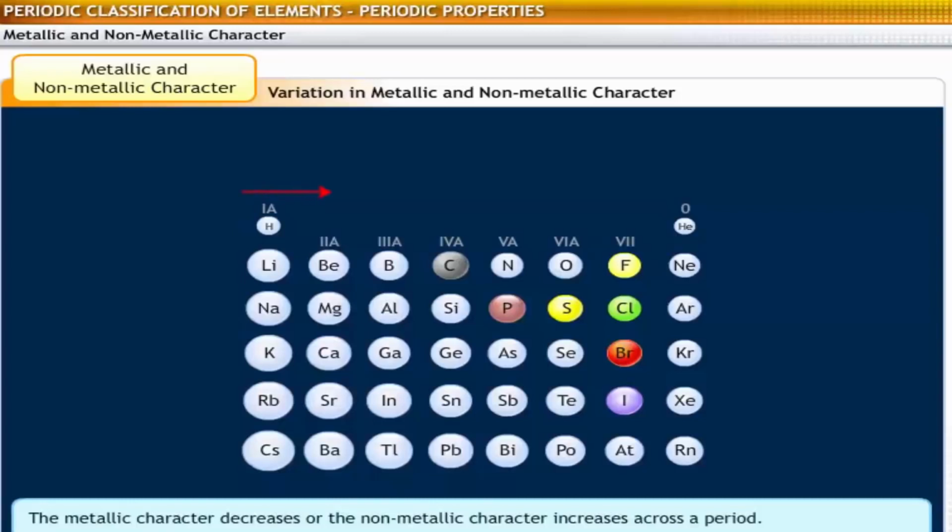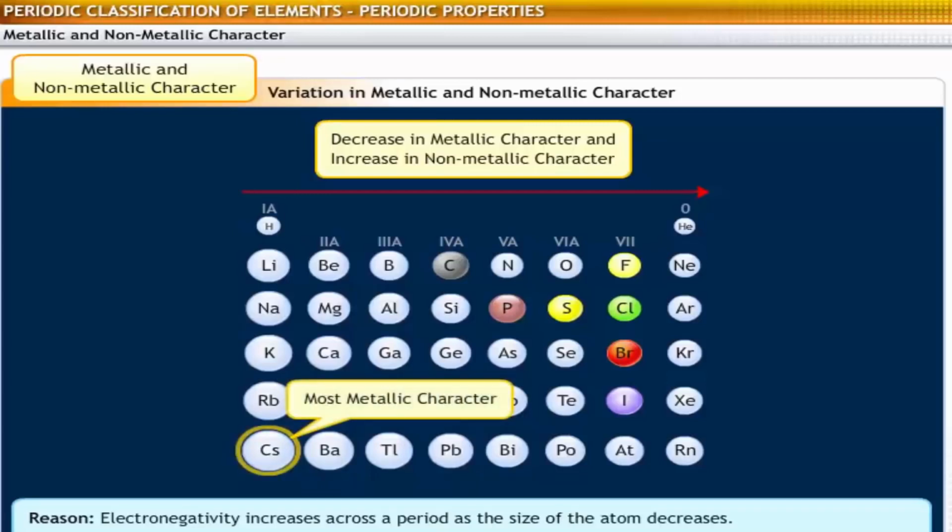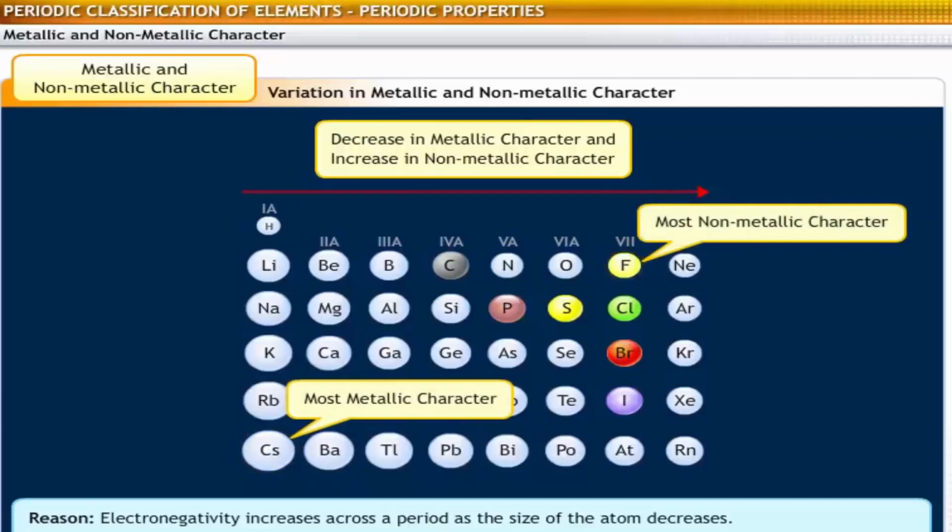Across a period, metallic character decreases and non-metallic character increases due to an increase in electronegativity. So, the tendency to lose electrons, or metallic character, decreases. For example, cesium has the most metallic character and fluorine has the most non-metallic character.